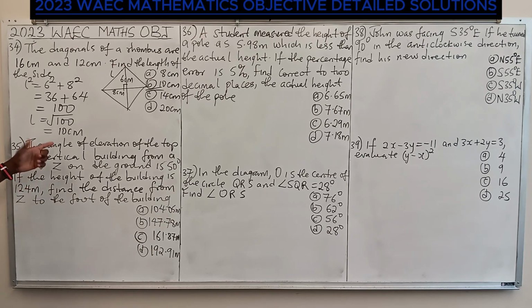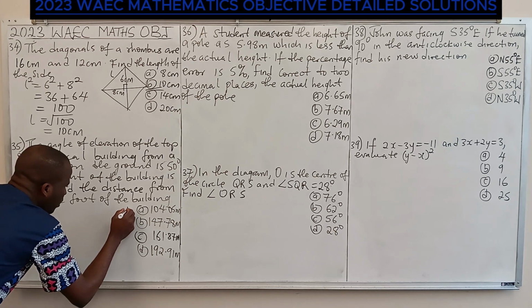35 says the angle of elevation of the top of a vertical building from a point Z on the ground is 50 degrees. Let's sketch it.